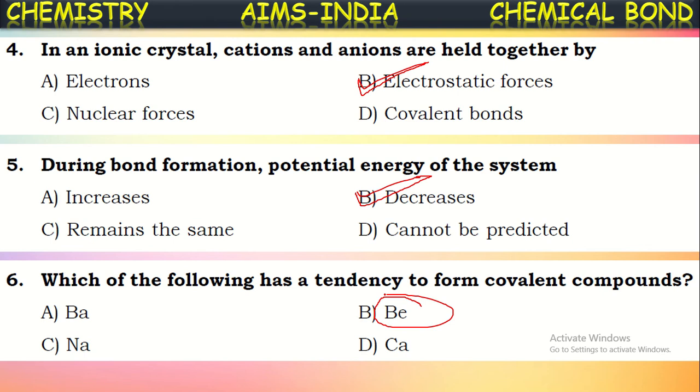That's why it always forms covalent compounds. For example, beryllium fluoride, beryllium chloride. These are all covalent compounds which are formed by the sharing of electrons, not by transferring of electrons. Whereas the remaining metals will lose electrons and be ready to form ionic bonds, except beryllium. So beryllium forms covalent bond.